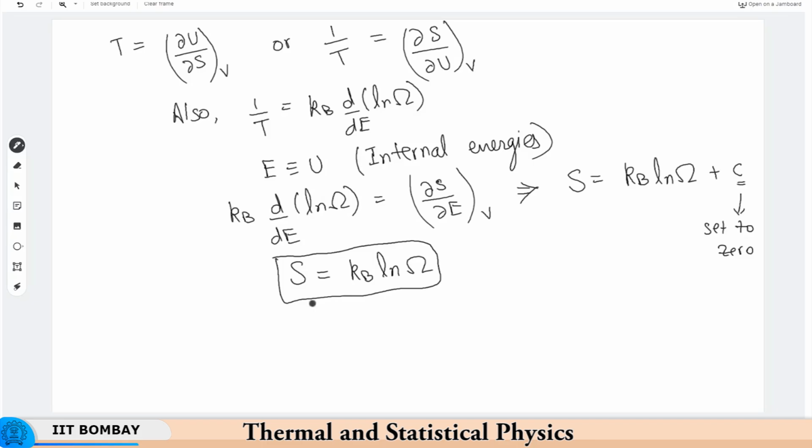This is known as the Boltzmann equation. So this is entropy expressed in terms of the number of microstates. Therefore, entropy is basically just a measure of how many possible microstates there are in a particular macrostate.